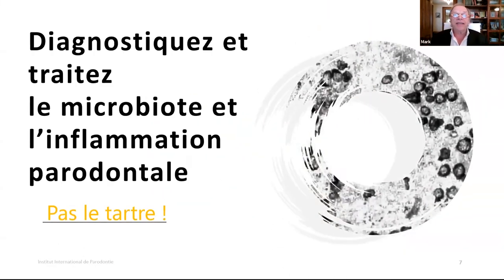Now, the important thing is to diagnose and then treat. We have to diagnose what the microbiota is in the periodontal sulcus, and what the inflammation process is within this periodontal disease. So try to stop removing calculus. Calculus is not the cause of the disease, it is a consequence. So first diagnose the microbiota, and diagnose what the inflammatory cells are.